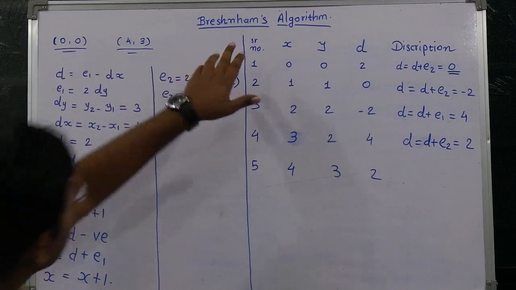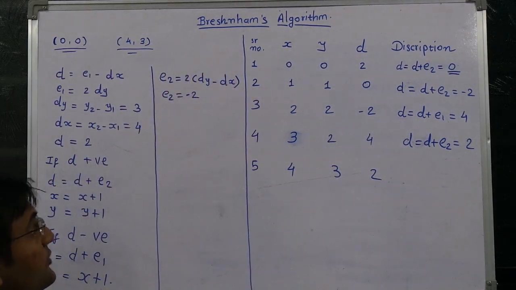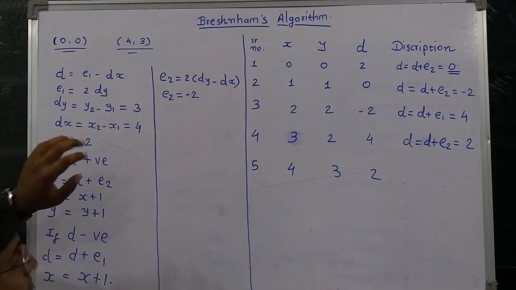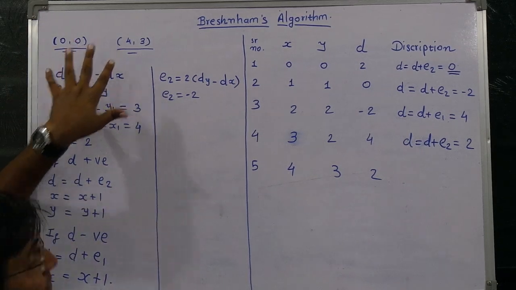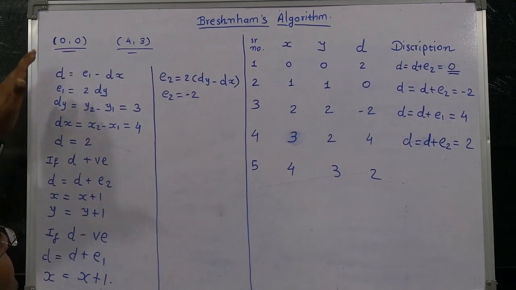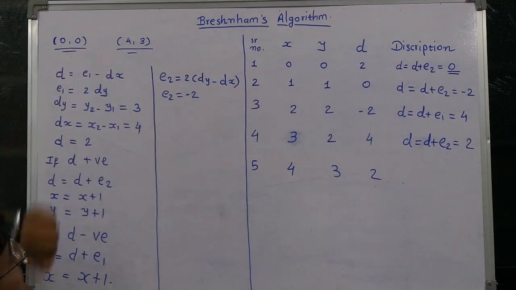Today we are going to learn about the Bresenham algorithm. So what is given in case of Bresenham's algorithm? The two endpoints are given on the line. One is 0, 0 and another one is 4, 3.